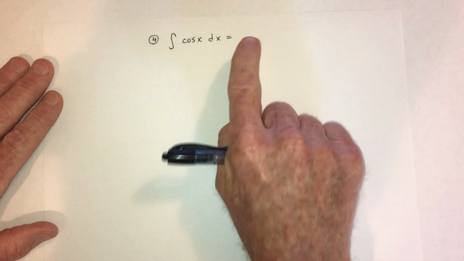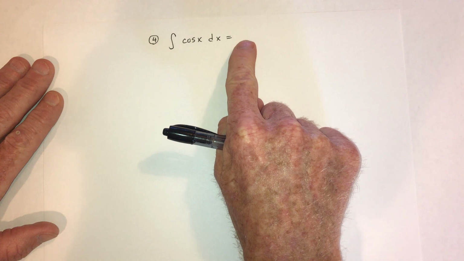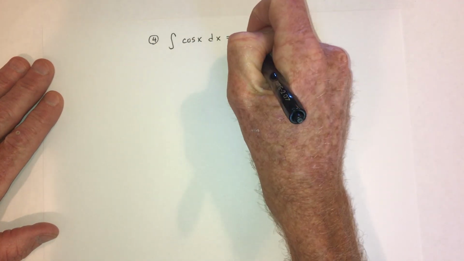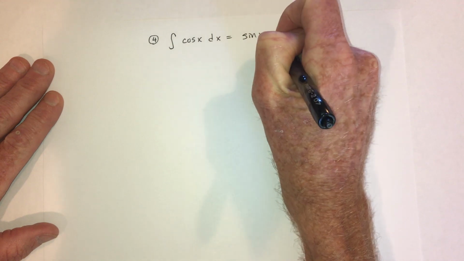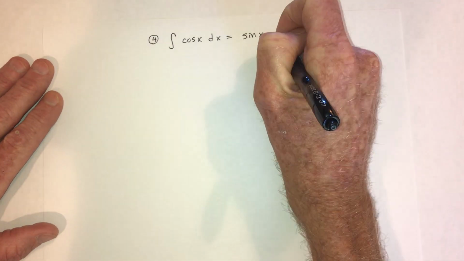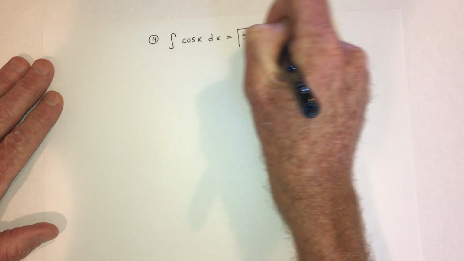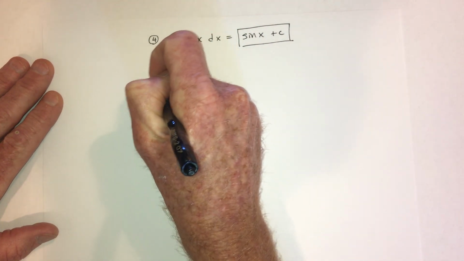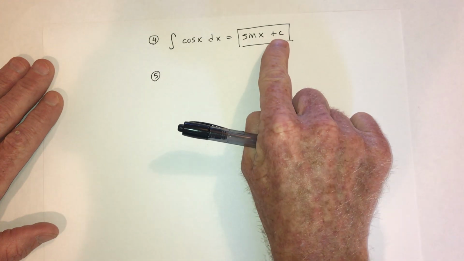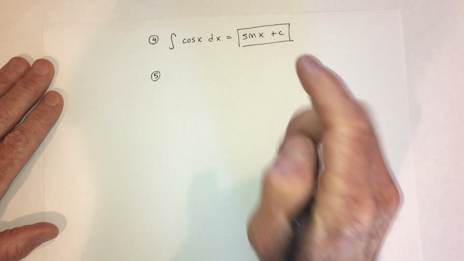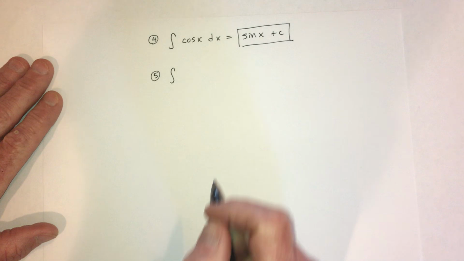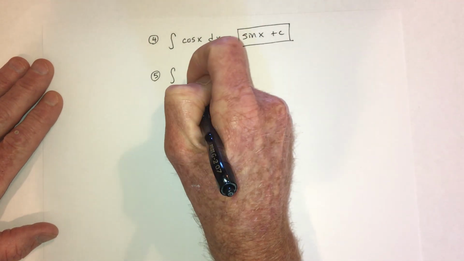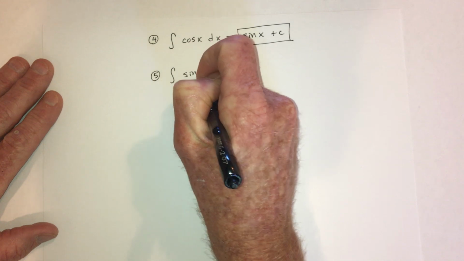So what function is it that you take the derivative of, and the derivative is cosine? That's right, it's sine of x. Don't forget the plus c. On tests and quizzes, I sell the plus c's for 1 point apiece. If you don't provide your own, I will provide it for you with a red pen, and it'll only cost 1 point. Next up, what about if you integrate sine of x?